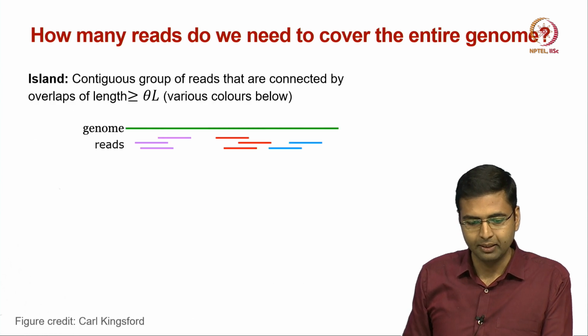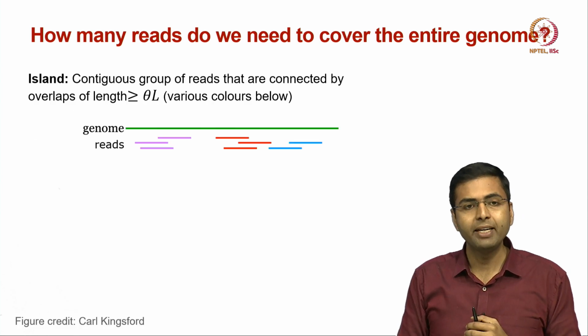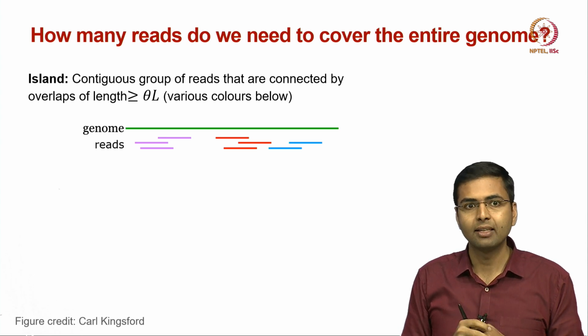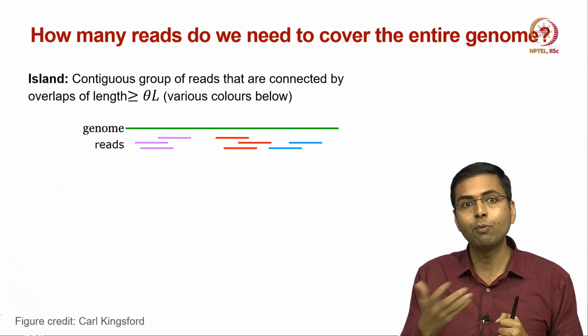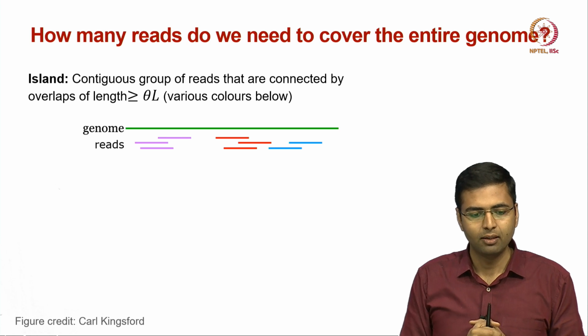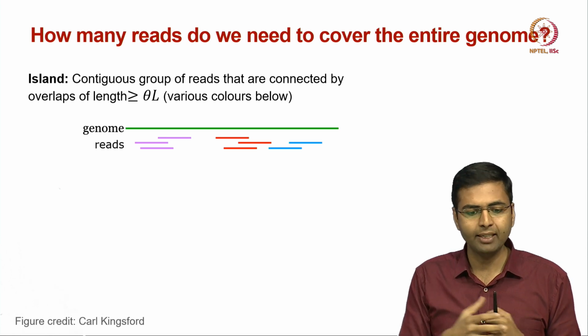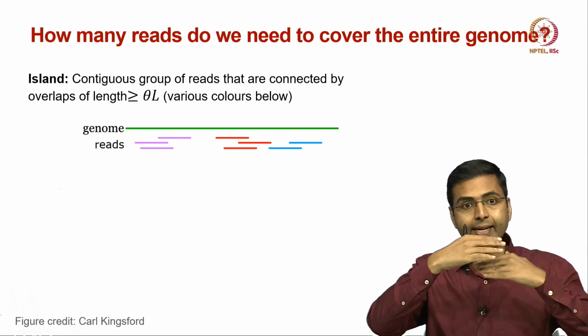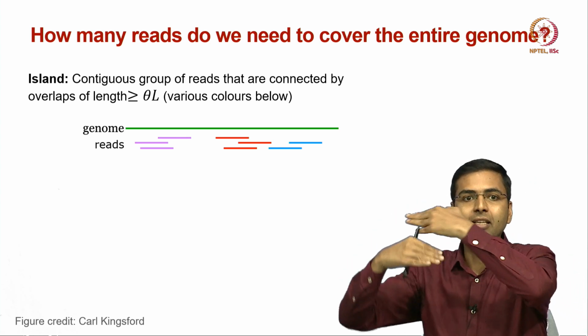Okay. Now let me define another term, which is called an island. An island is a contiguous group of reads that are connected by overlaps of length greater than or equal to theta L. That is, theta L is the threshold that we are considering, and these are the groups of reads that are consecutively overlapping with each other.